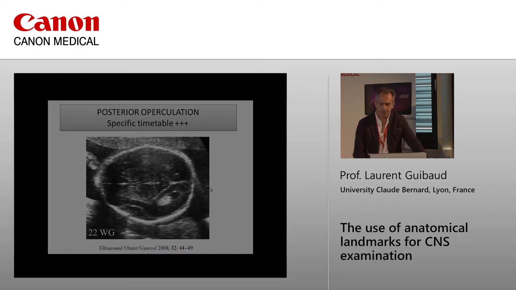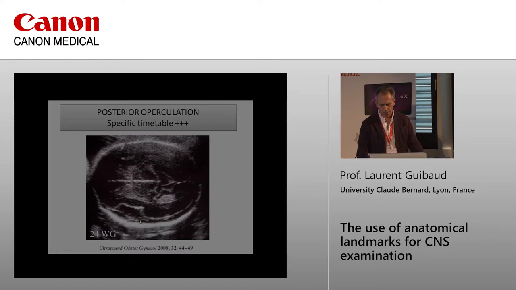Because from my point of view, to look at all the gyration is a waste of time, because there is inter-individual variation for secondary sulci, and the Sylvian fissure is very, very simple. You have this under your eyes, and look at the posterior part of the Sylvian fissure. This is the insula, this is the temporal lobe, and look at this part. At 22 weeks, it would be 45 degrees. It will be square at 24 weeks.